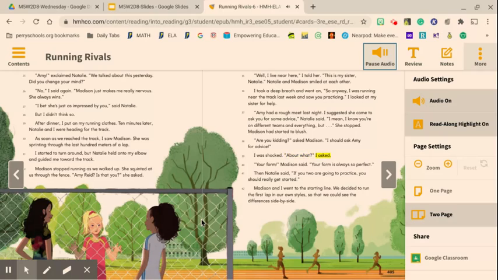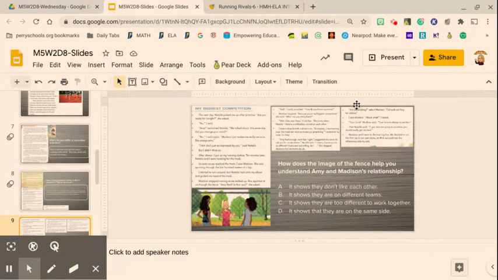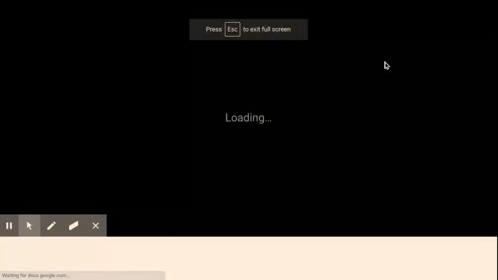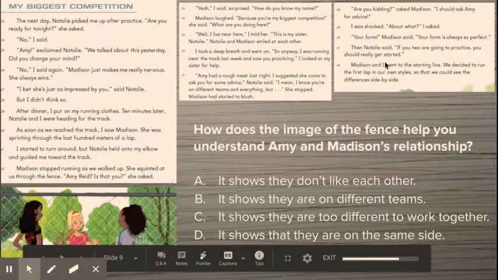I asked. "Your form," Madison said. "Your form is always so perfect." Then Natalie said, "If you two are going to practice, you should really get started." Madison and I went to the starting line. We decided to run the first lap in our own styles so that we could see the differences side by side.